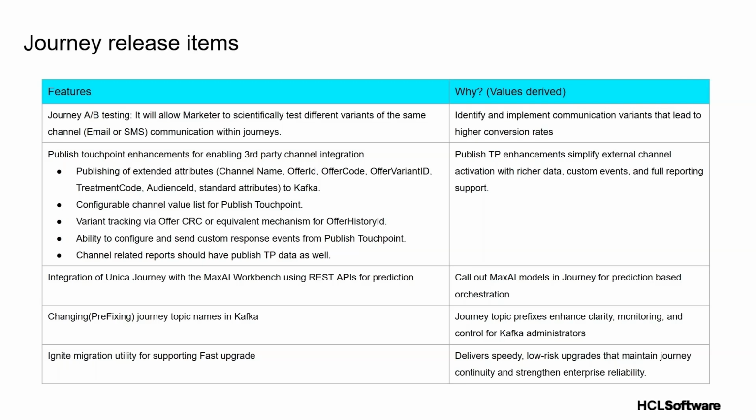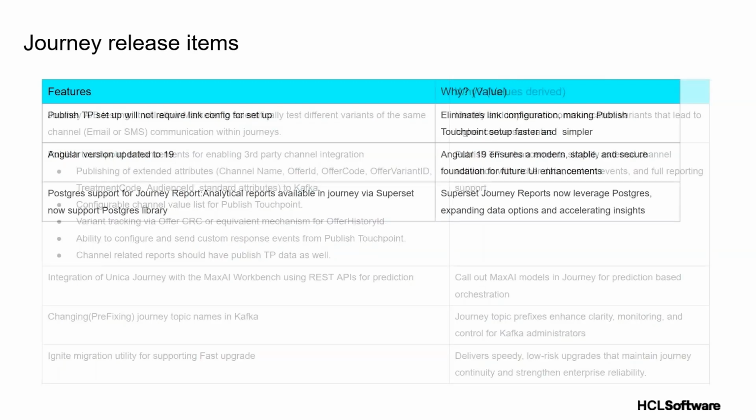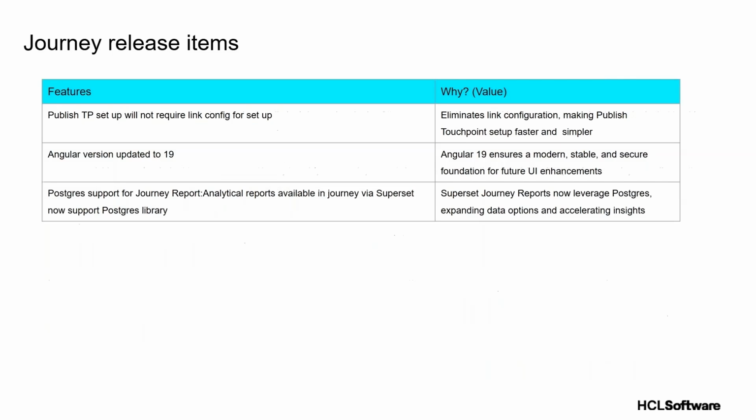Then we have the Ignite migration utility. Now the fast upgrade is available there. This fast upgrade will enable you to quickly move to the different versions, and there will be low risk when you make these upgrades, and it strengthens the reliability part. Then again, the publish TP part, I think we already covered it. Now it will not require the link configuration, so that is also a good thing.